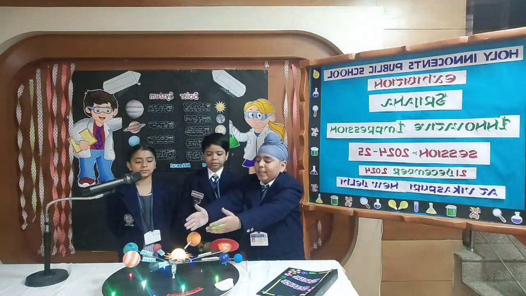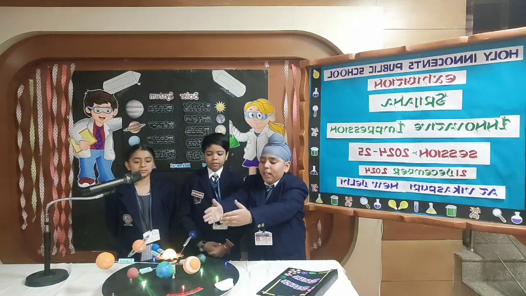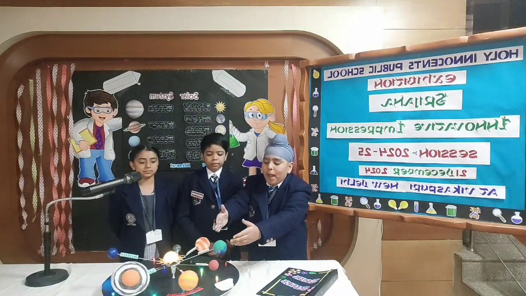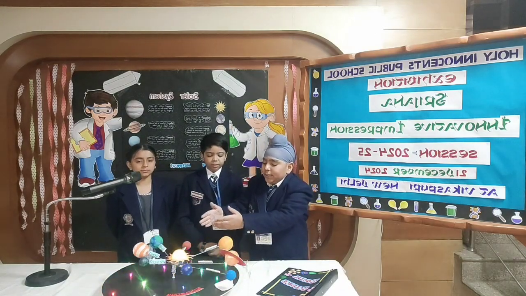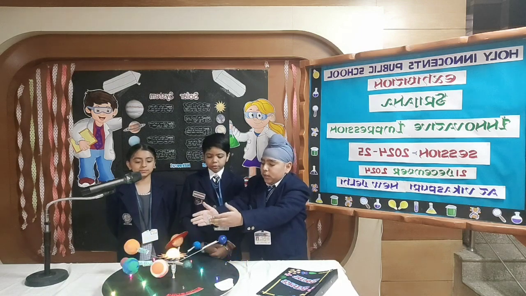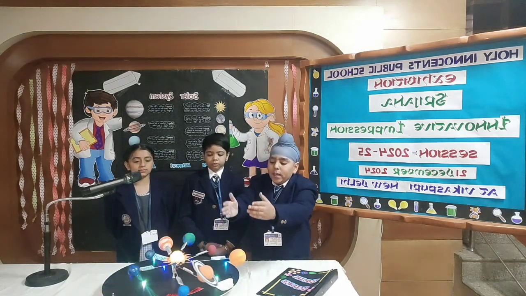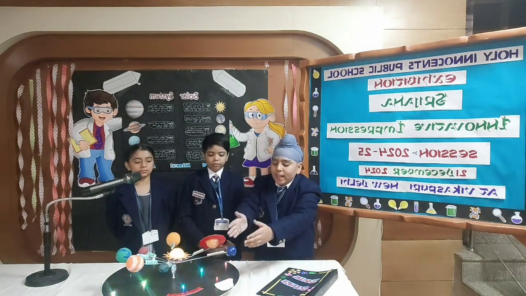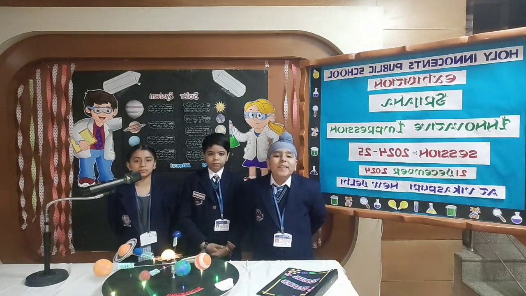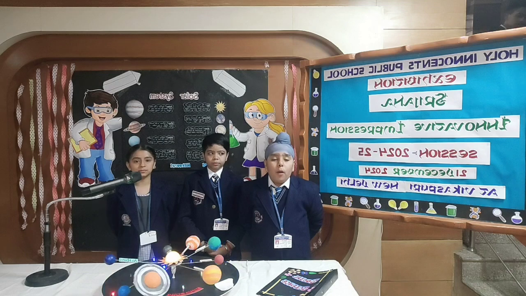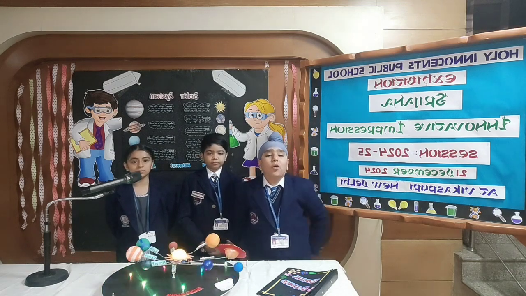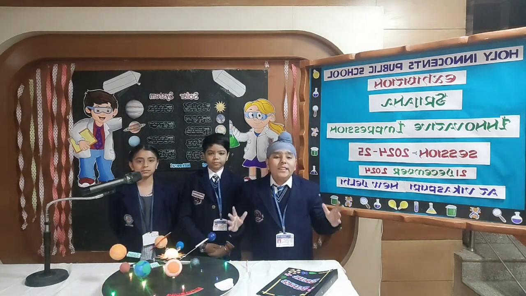Mercury, closest to the Sun; Venus, hottest planet; Earth, our home, also known as the blue planet; Mars, the red planet; Jupiter, largest planet; Saturn, ring beauty; Uranus, tilted giant; Neptune, farthest from the Sun. Please note, the solar system formed 4.6 billion years ago from a dense cloud of gas and dust.